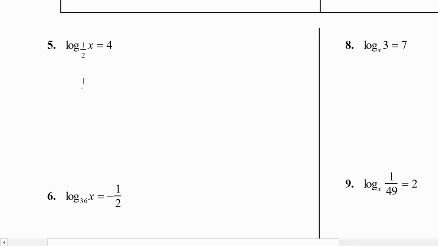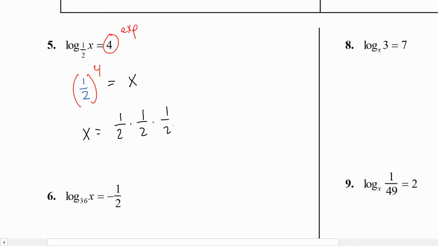So our base is 1/2. Our exponent, remember logs equal the exponent, so that is 4 equals the argument there, x. And again, x is by itself, so all we have to do is simplify our answer. So that's 1/2 times itself 4 times, so 1/2 times 1/2 times 1/2. We don't need to write them out, but if that helps you, go for it. Okay, and reviewing multiplying fractions, we multiply the numerators and then multiply the denominators.